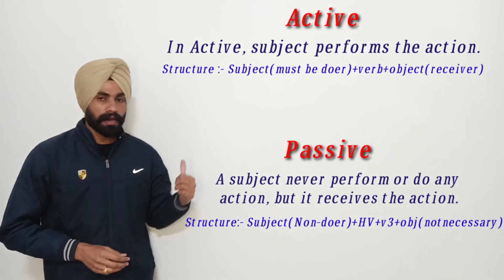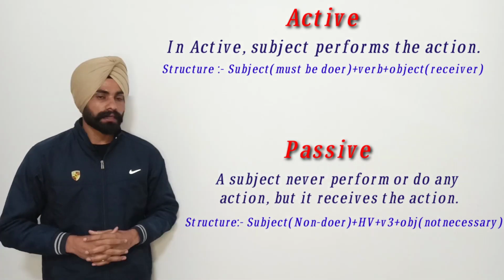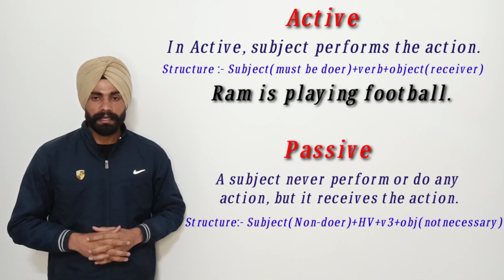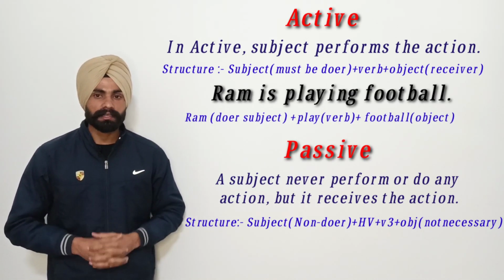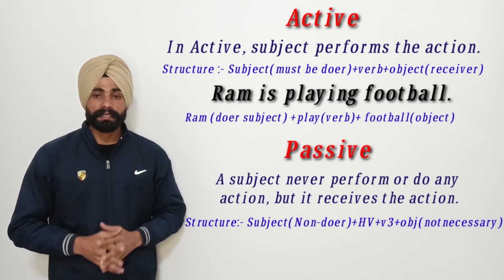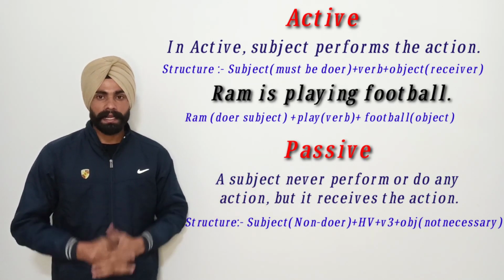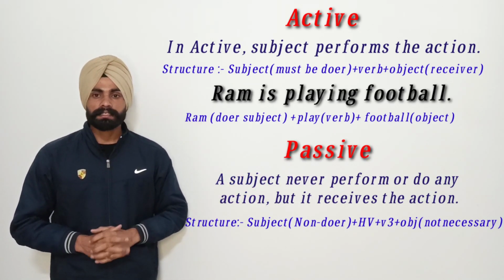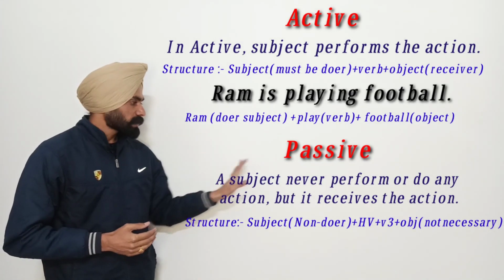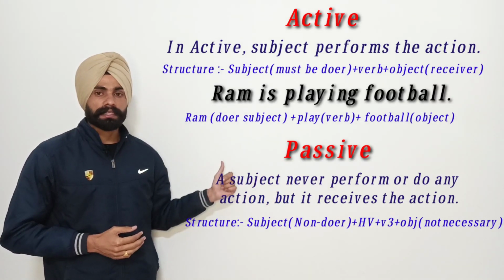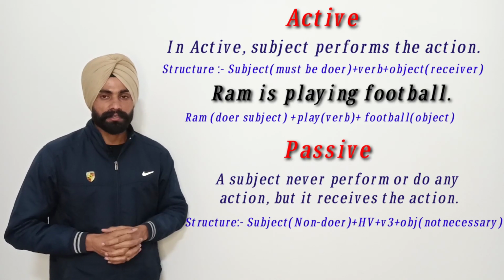For example, now we will have a look at the second example. In the active sentence, here we can see Ram is playing football. In this sentence, you can say Ram is performing the action, and what is the action? Action is play. What is the thing that is receiving the action of Ram? That is football. So this is called an active sentence. If we convert this sentence into the passive sentence, you can see the sentence form will be changed. The object that receives the action in the active sentence will become the subject of the passive sentence, and it is receiving the action over there.